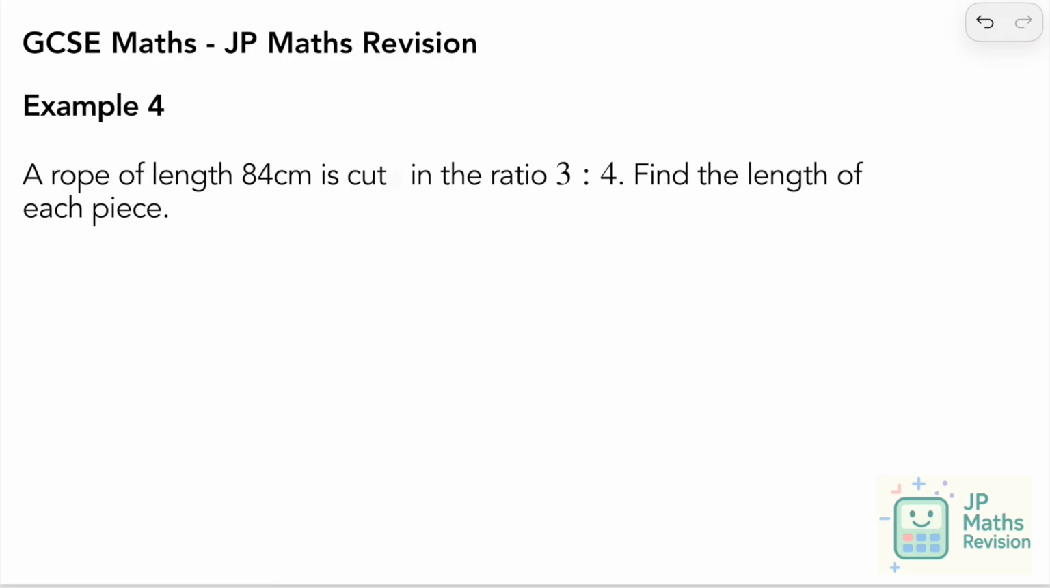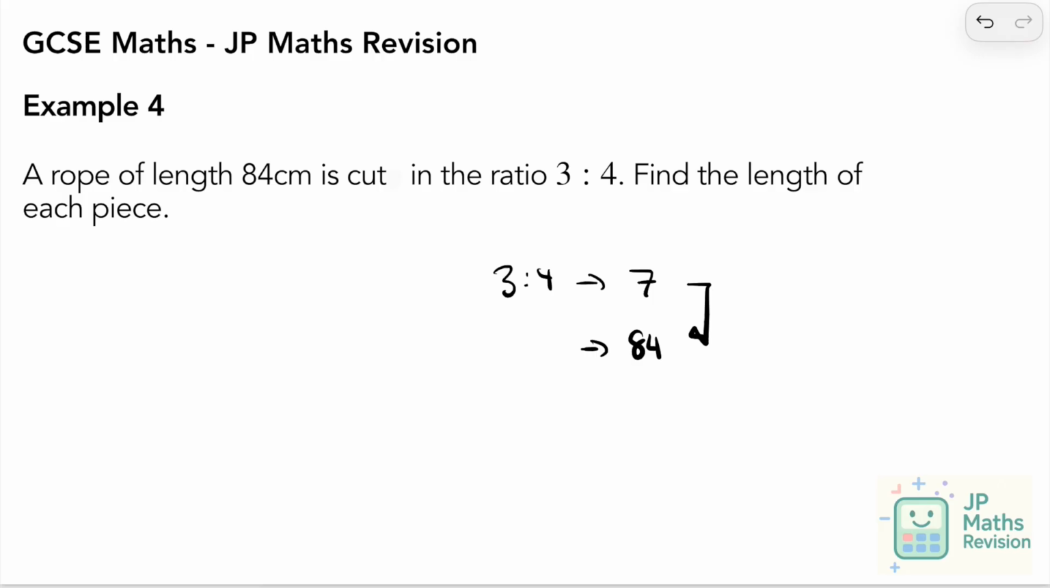So here's another example. It says a rope of length 84 centimetres is cut in the ratio 3 to 4. Find the length of each piece. So again, we have 3 to 4. So that tells us that for every 7 centimetres, one part is 3 centimetres long and the other part is 4 centimetres long. But we don't have a rope of length 7 centimetres. We have a rope of length 84 centimetres.